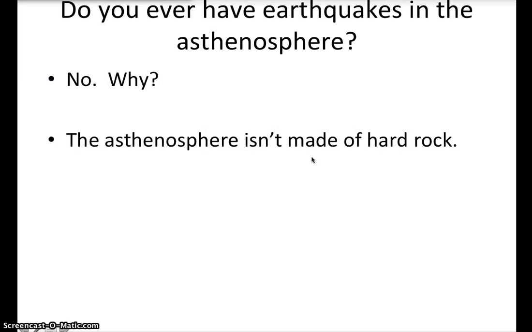Do you ever have earthquakes in the asthenosphere? You know, the asthenosphere is below the lithosphere, and the answer is no. You do not have earthquakes in the asthenosphere. The asthenosphere isn't made of hard rock. You may remember it has a jello-like, tar-like, even caramel-like consistency. So if you have movement there, it just kind of absorbs any kind of stress or pressure. But it's the rocks in the lithosphere which have a tough time absorbing that pressure.